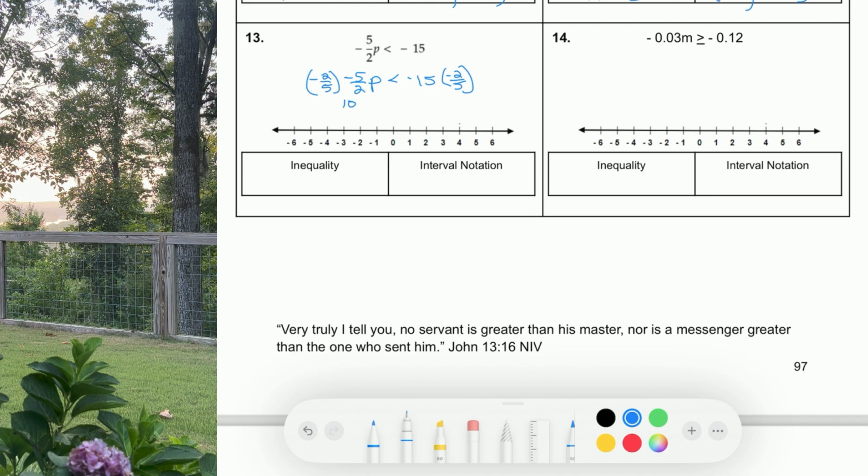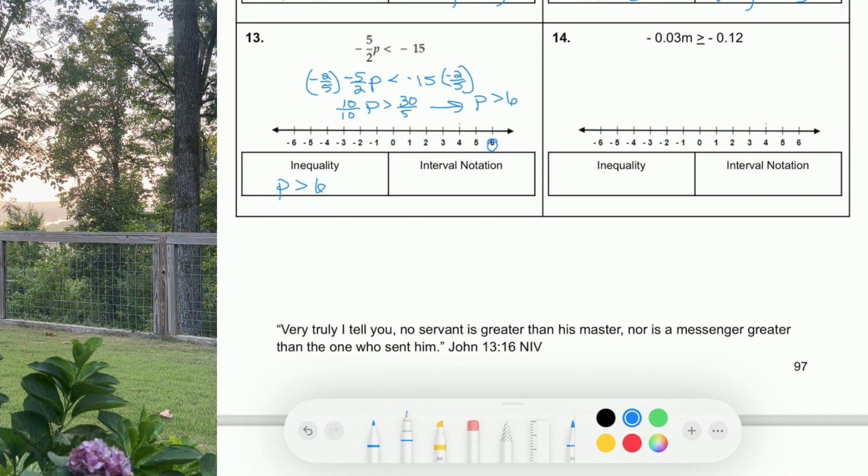The negative 2 times the negative 5 gives us a positive 10. 5 times 2 is a positive 10. P. Our inequality is going to flip because we multiply by a negative number. Remember, the rule is if you multiply or divide by a negative number. So it's now greater than. Negative 15 times negative 2 is a positive 30, and then it's over 5. That is going to simplify into P is greater than 30 divided by 5 is 6. So our inequality is P is greater than 6.